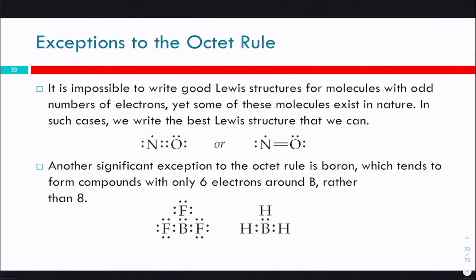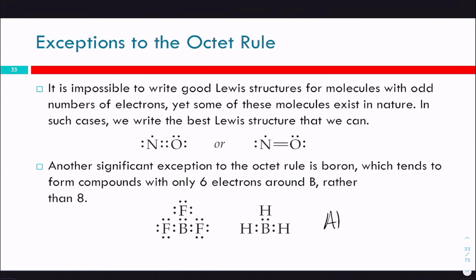Yes, sometimes there are exceptions to the octet rule. The ones on the Lewis dot worksheet are boron, which will just have 6 electrons, and aluminum's the other one. If you notice, boron and aluminum are in the same column, so that's why they're both like that. But in those situations, you just write the best Lewis structure possible. Yeah, especially when there's an odd number.